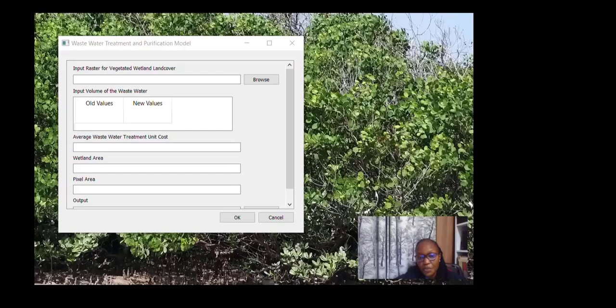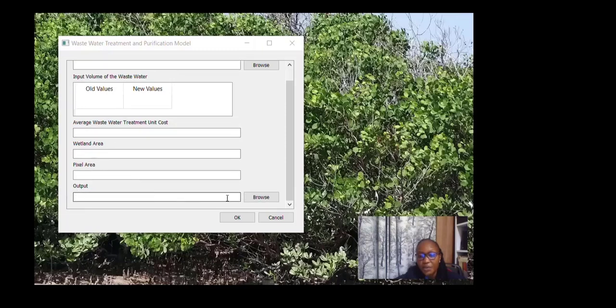So we have our simple wastewater treatment and purification model. Just like I've discussed in the data requirements, we have the first one, which is the input raster for vegetated wetland, and we have said this should be an urban wetland. Then you are able to input the values for the wastewater that is likely to flow through this wetland for treatment, the average wastewater treatment unit cost, the wetland area, the pixel area, and the output, where you'd want your output file to be stored.